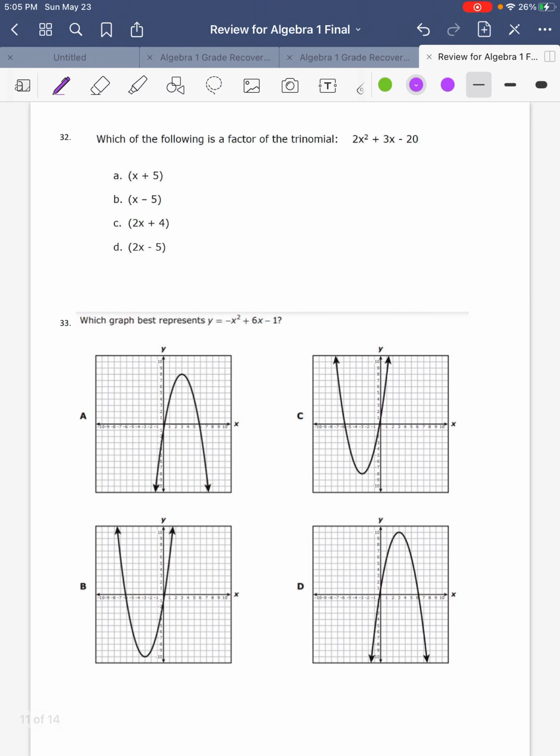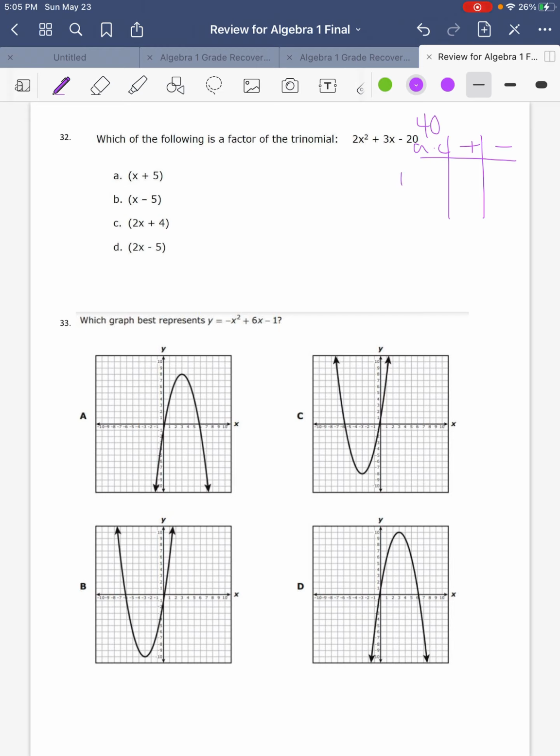Okay, 32 says, which of the following is a factor of the trinomial? So this is going to be factoring. We need our A times C chart. Plus and minus. And A times C here is going to be 2 times 20. So that would be 40.